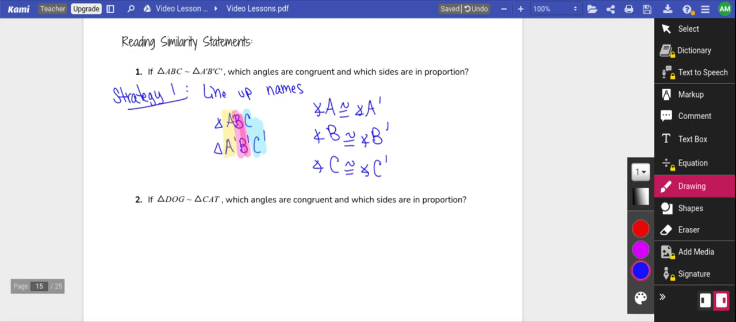Now it says which sides are in proportion. So if I have side AB, that would be proportional to A prime, B prime. Side BC would be in proportion to B prime, C prime. And AC, if I can squeeze it in somewhere, here we go, would be proportional to A prime, C prime.